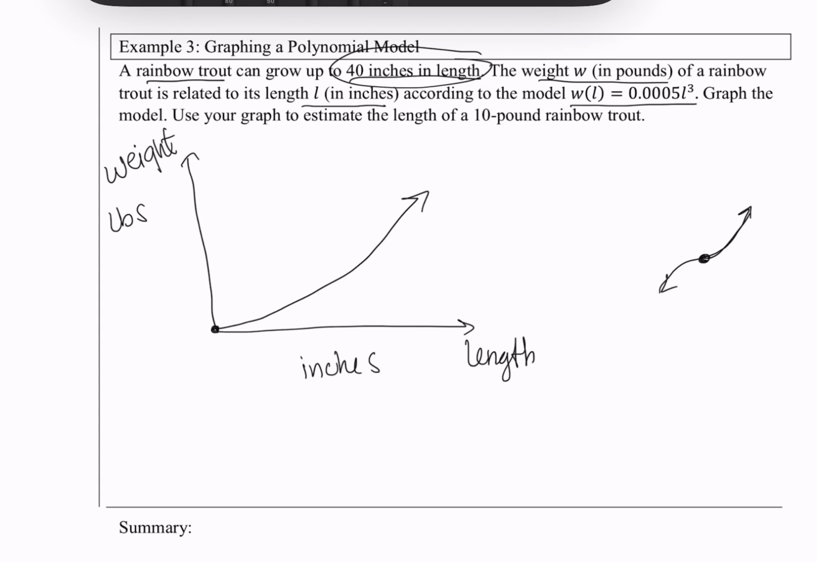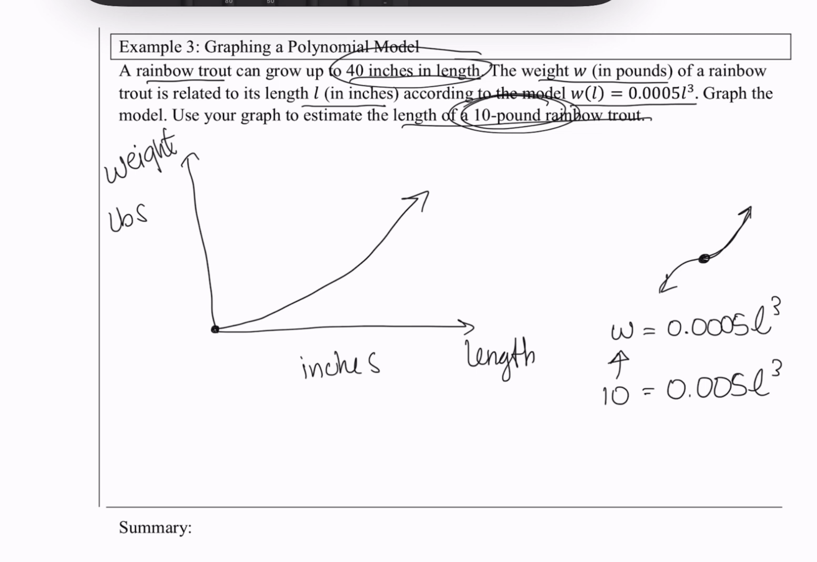Now the question is, use your graph to estimate the length of a 10-pound rainbow trout. We are not estimating anything. We're going to actually find the exact length based on this model. So if I know that the weight is equal to this function, and I'm looking for the length of a 10-pound rainbow trout, well, for weight, I could plug in 10.